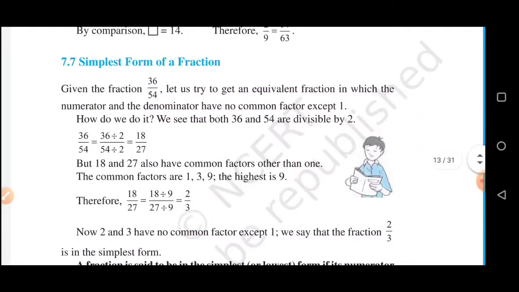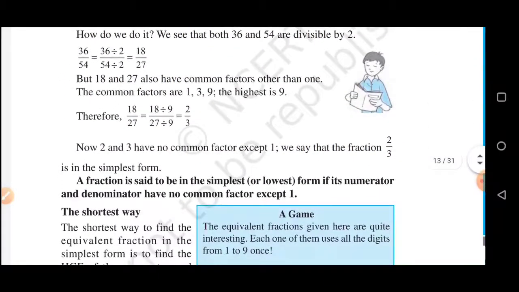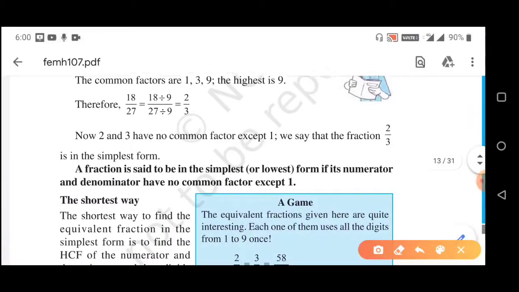Now, simplest form of a fraction. How we will find simplest form of a fraction? A fraction is said to be in simplest or lowest form if its numerator and denominator have no common factor except 1. So when a fraction's numerator and denominator have no common factor except 1, then the fraction is the simplest fraction.